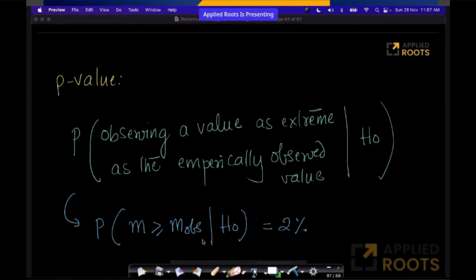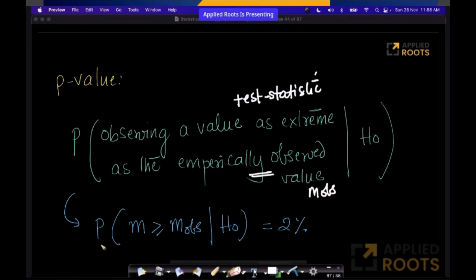Cool. Now, similarly, what did we compute? We computed the probability of observing a test statistic value as extreme as what was empirically observed, which was M observed, which is the median difference which was observed, under the null hypothesis, right?